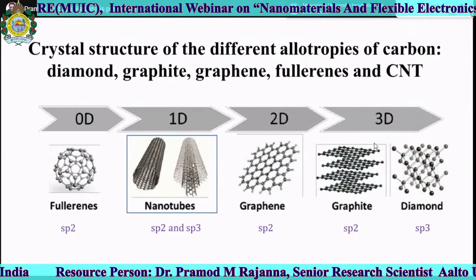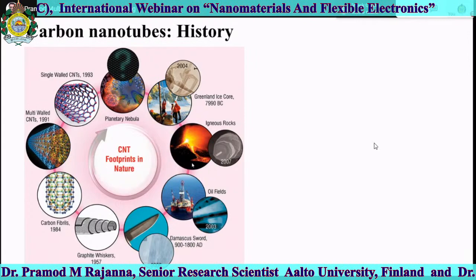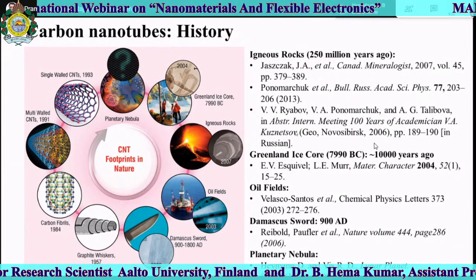Carbon nanotubes have been in history ever since the evolution of mankind, or probably ever since the evolution of this universe, if we carefully look at nature. Here are some links if you are interested to go through how carbon nanotubes have been there ever since the evolution of this universe, including 250 billion years ago.